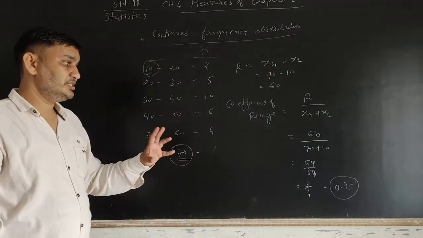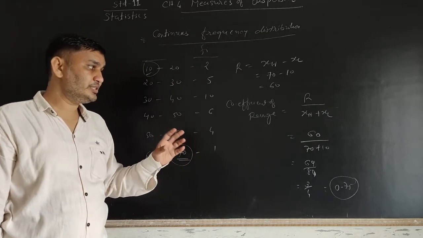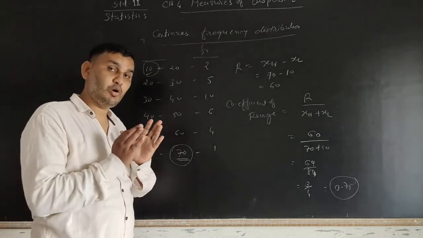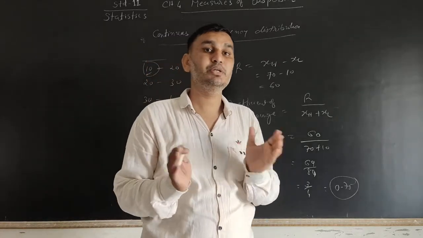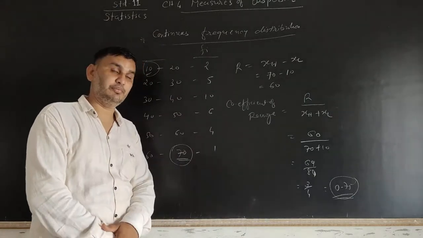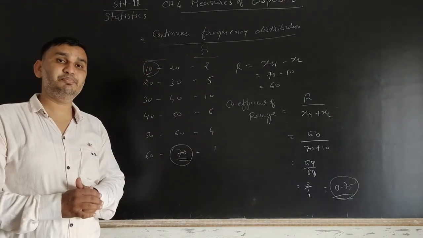So we can say the observations are far from each other, from 20 to 70. The coefficient of range is 0.75. So that's very simple.